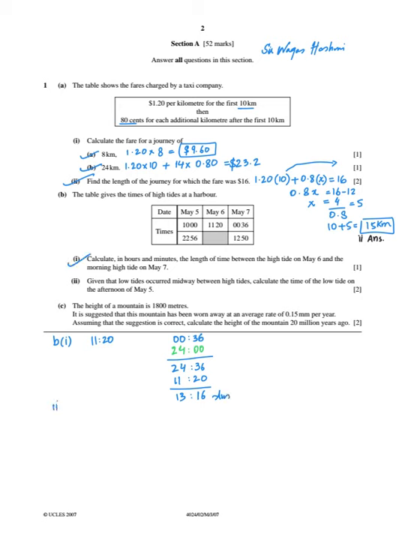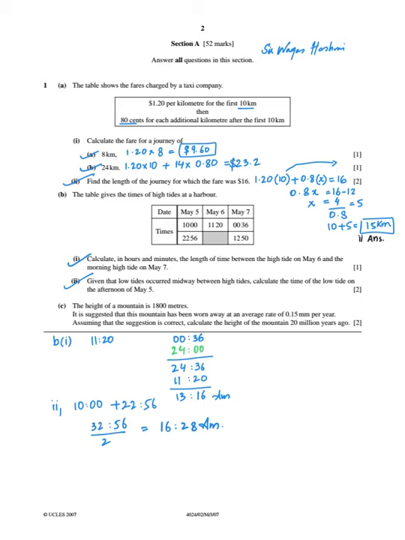For the second part, it says that given that the low tides occurred midway between high tides, calculate the time of the low tide on the afternoon of May 5. So that is very simple. You need to add these two times and then take a midpoint. So the times we have are 10:16 and 22:56. So when you add them, it will be 32:72, and we need to find out the exact midway. So that will be 16:36. That is the mid time of low tide, and that is your answer.